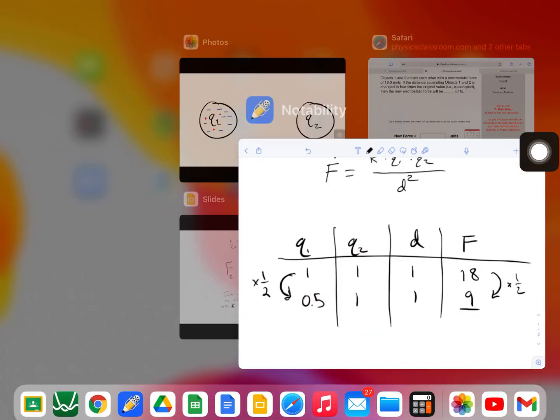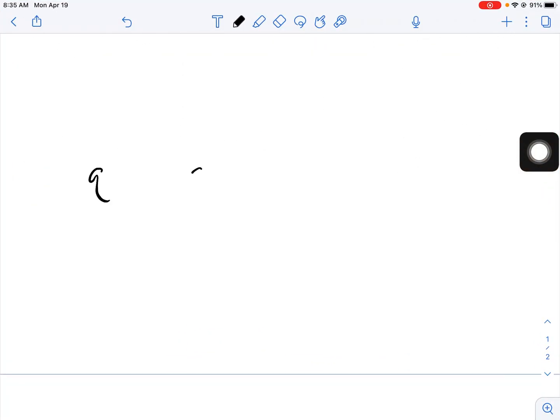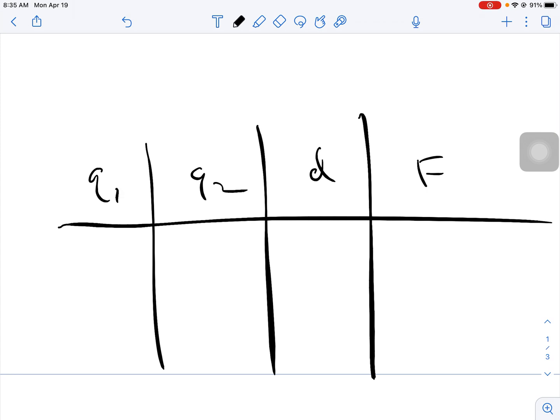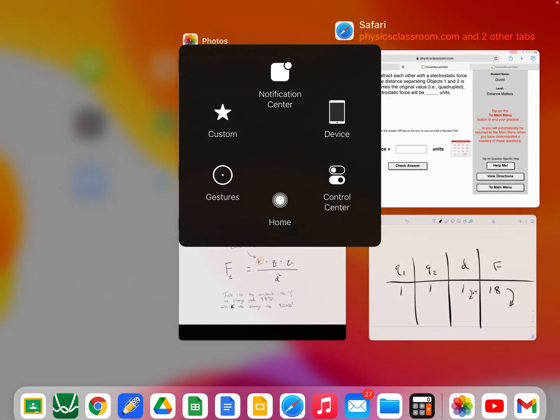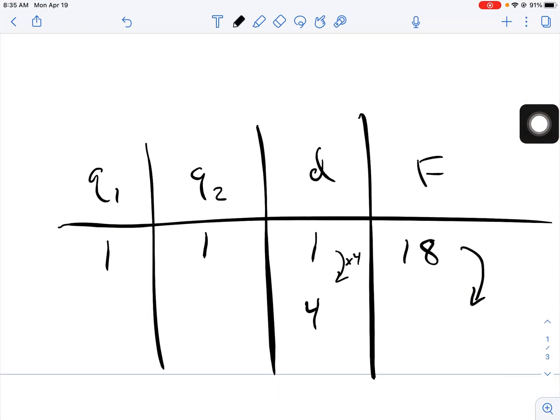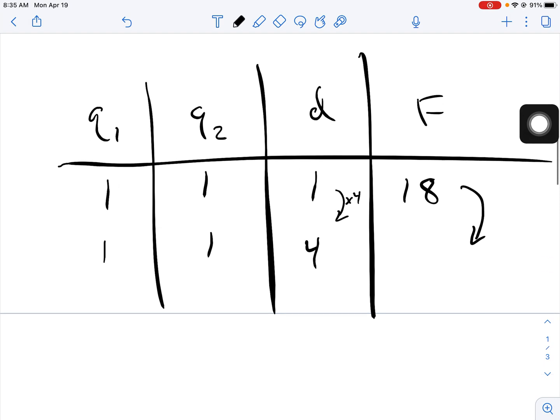So let's go back and make the new chart. It's a QQDF chart. I'm doing it every time just so that I practice. And guessing numbers, but it actually gave us 18 units for the force. It won't always give us that. So how is the force going to change? Well, it said that the distance is quadrupled, which means times 4. So 1 times 4 is 4. These don't change.